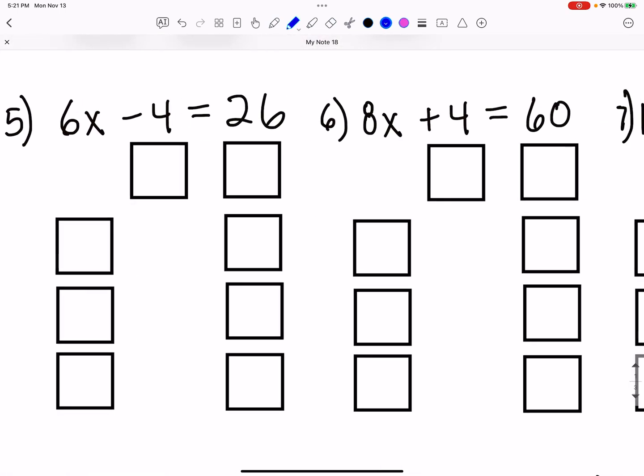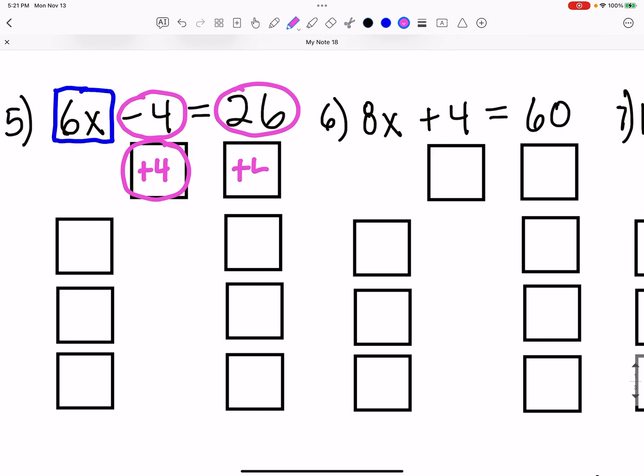All right, for this, I'm going to make my teams. I've got a 6x. I've got a -4 and a 26, so that's the -4 that needs to move. So +4, +4. There's where the equal sign goes.